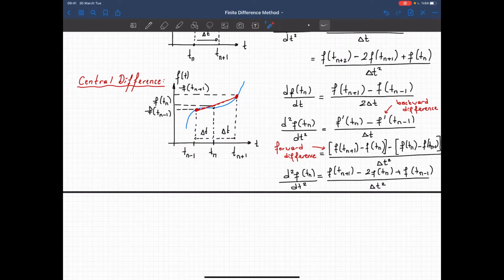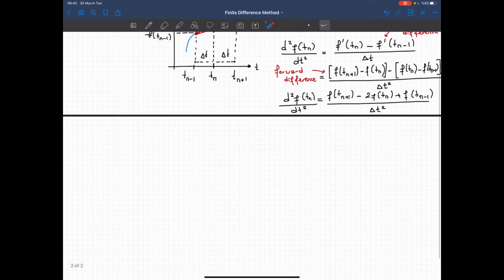So here there's only one unknown, the function's value at tn plus 1, and also here there's again a single unknown, which is the f of t at n plus 1. So that's why we can use the central difference to numerically evaluate the equation of motion. Before going into that, let's make two definitions regarding the numerical integration methods.